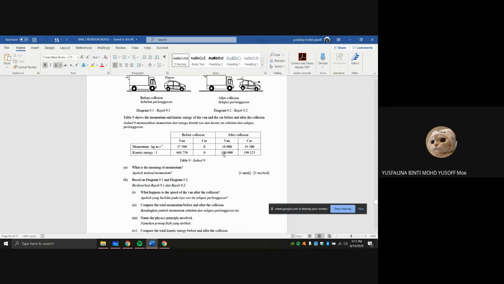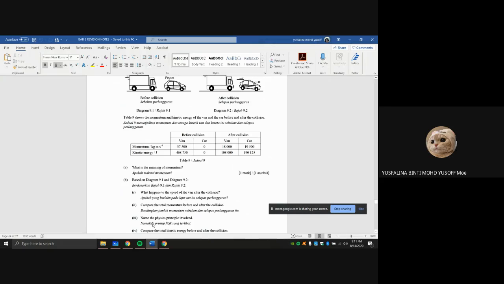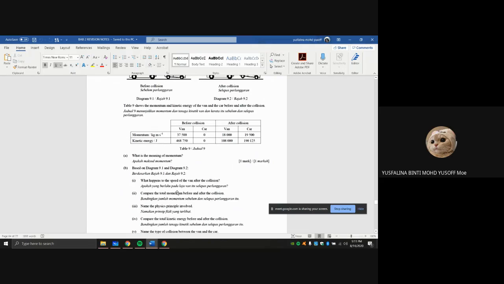So if the kinetic energy decreases, the velocity also decreases. So the answer should be decrease. And then the next one, it says based on diagram 9.1 and diagram 9.2, question number 2: compare the total momentum before and after the collision.